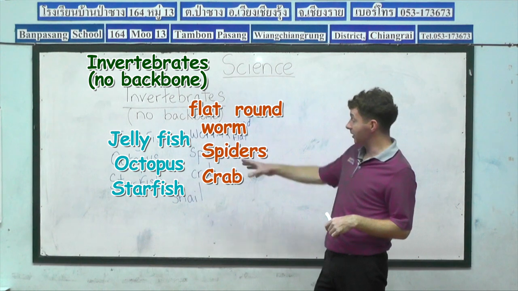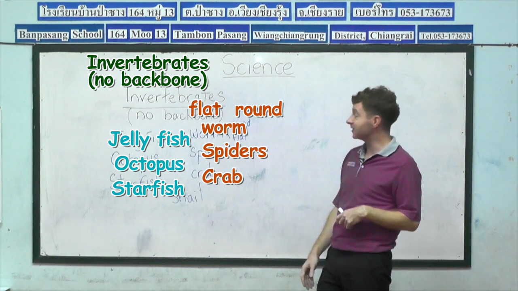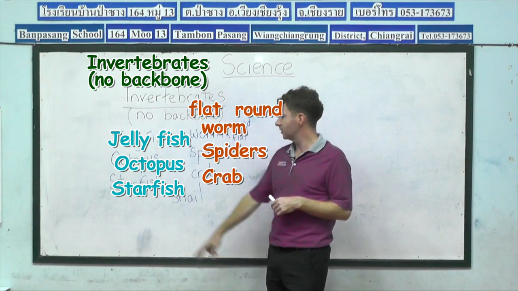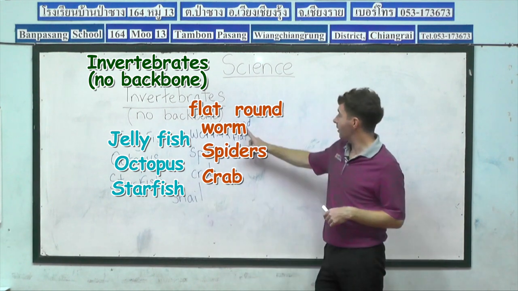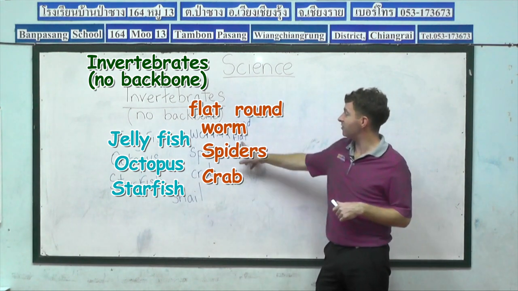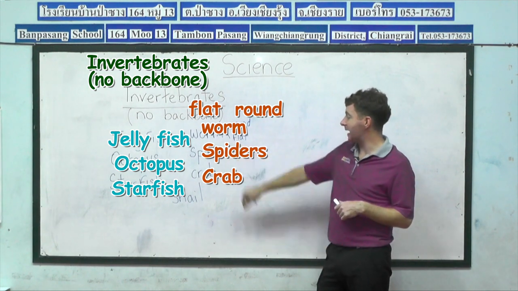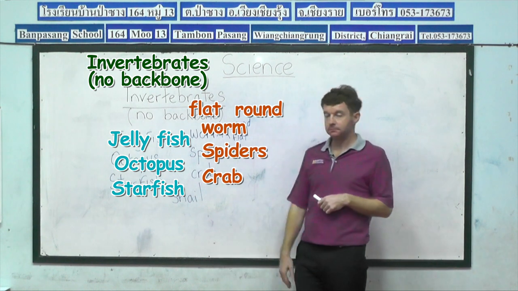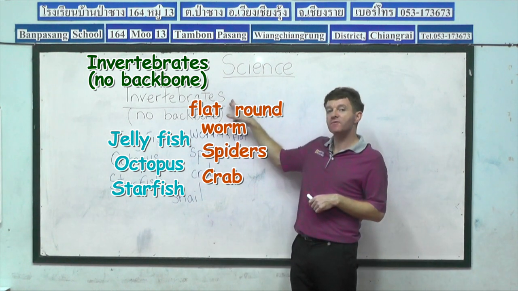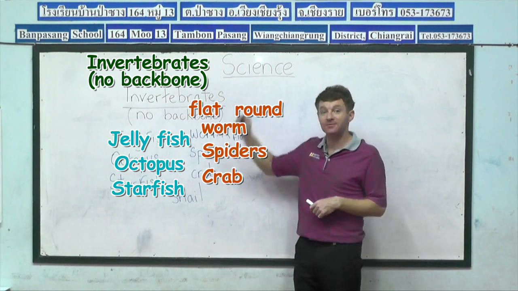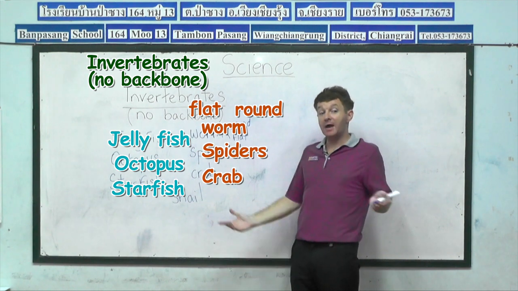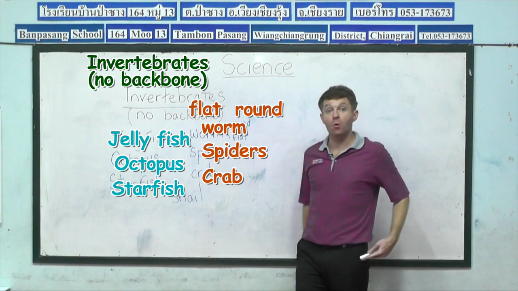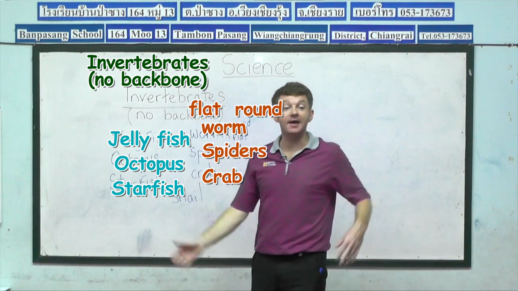So guys, that's brilliant. We've got some really good examples there. Jellyfish. Octopus. Starfish. Round worm. Flat worm. Spiders. Crab. Snail. All belong to the group of animals known as invertebrates. And why are they called invertebrates? No backbone. That was brilliantly remembered, guys. Very well done.